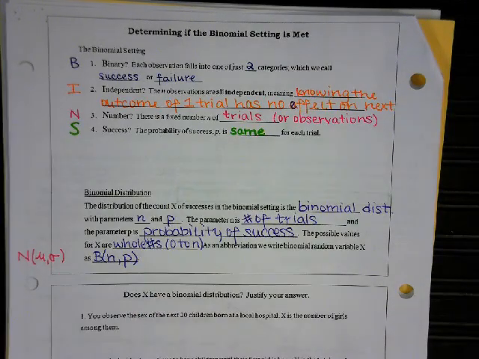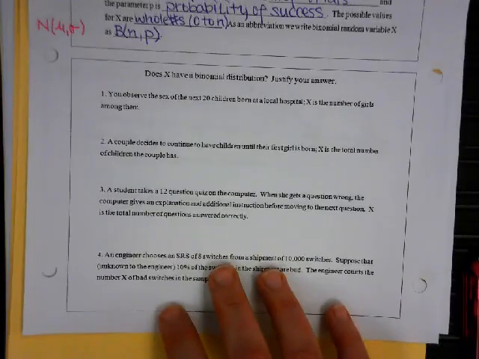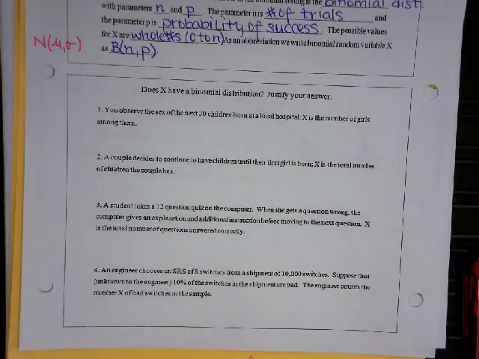Now we're going to look at determining if things are in the binomial setting and have a binomial distribution. All right, so down below, I have 4 of them. I'm going to do the first one, and I'm going to let you guys try some. So the first one says, you observe the sex of the next 20 children born at a local hospital. X is the number of girls among them. So we're going to determine if bins is met.